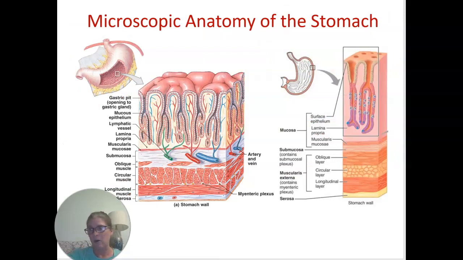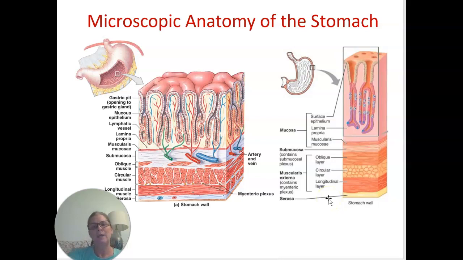Let's look at the micro anatomy. So we have the same four tunics. You can see them here, but notice all the adaptations. Let's look at this simple view here, the mucosa. Here's my submucosa. Look at all the muscle. I have an oblique muscle, a circular muscle, a longitudinal muscle, and then I have the serosa.